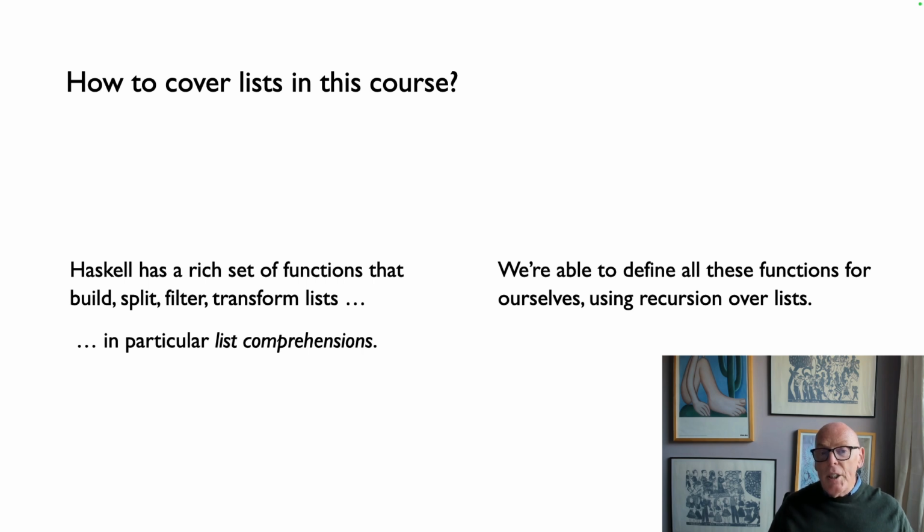It's important that we establish how lists are covered in this course. There are a number of different approaches people take in covering lists, and I want to take one which perhaps has not been taken so often before. Haskell has a really rich set of functions to build and split and filter and transform and do all sorts of things with lists. Also, in particular, it has list comprehensions, which we'll talk about in the next section. Now, we're able to define all these things for ourselves using recursion over lists. And one approach, which many people adopt, is to start with recursion right from the start and define everything recursively.